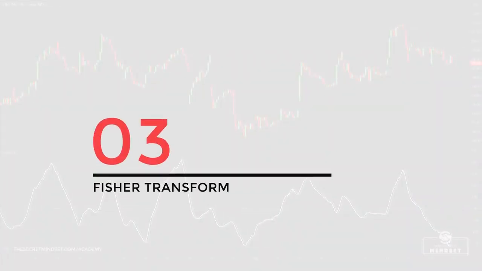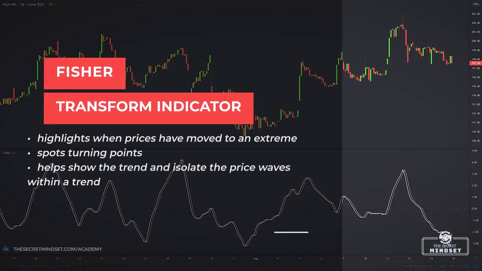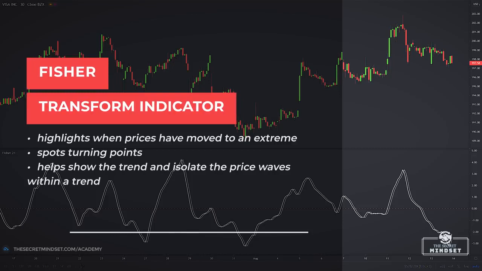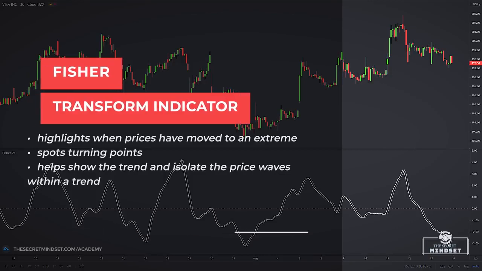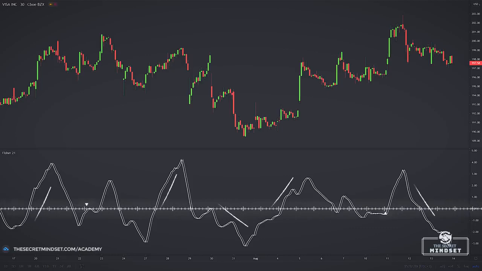The third indicator is the Fisher transform. The Fisher transform indicator highlights when the prices have moved to an extreme based on recent prices. This may help in spotting turning points in the price of an asset. It also helps show the trend and isolate the price waves within a trend. The oscillator moves above and below a zero line and has clear and sharp turning points. This simplifies the identification of trend reversals.